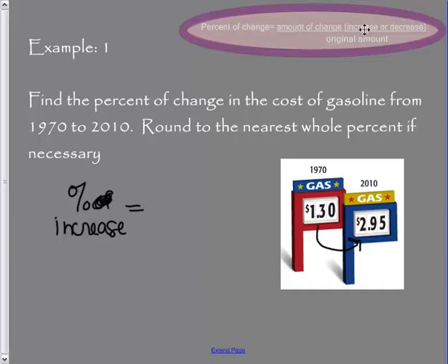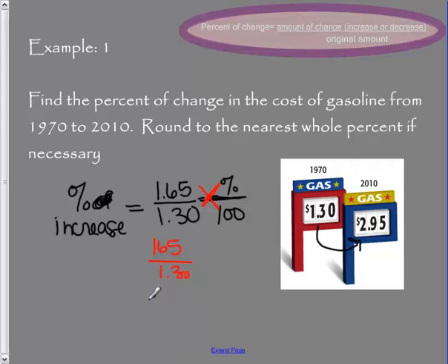And what we're going to do here is put the amount of change. So how much did it change? It increased $1.65. What was the original? It was $1.30. Okay, so if we divide, what would be the percent? We want to know what the percent is, so we need to figure out the top number here. Remember percent proportions. We're going to be using that idea. So if we were to solve this proportion using cross products, we would take $1.65 times 100, you get 165, and then divide it by $1.30.